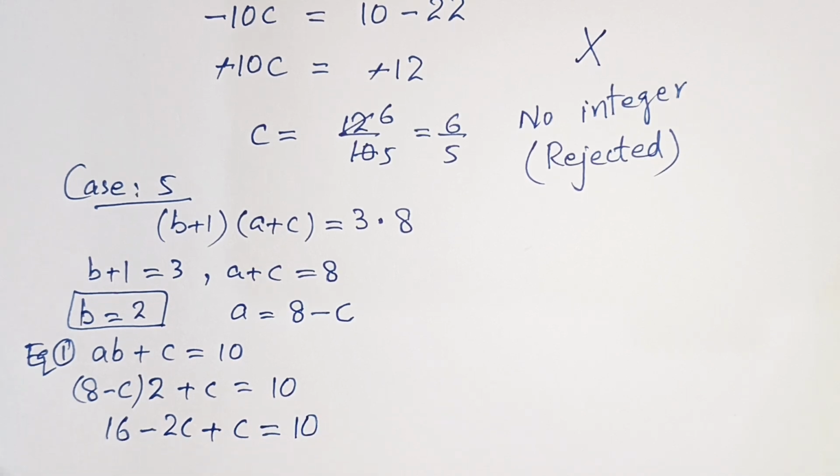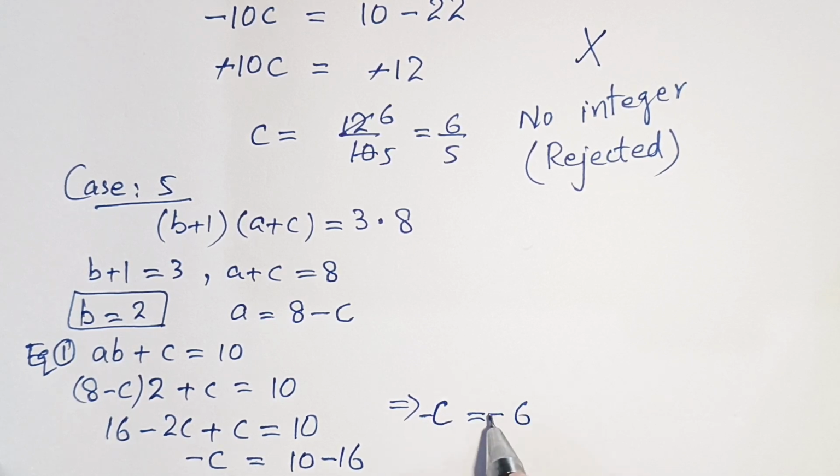So minus 2c plus c we get minus c, which is equal to 10 minus 16. Here we have minus c is equal to minus 6. Cancelling the negative sign, we have c is equal to 6. So it is a positive integer.